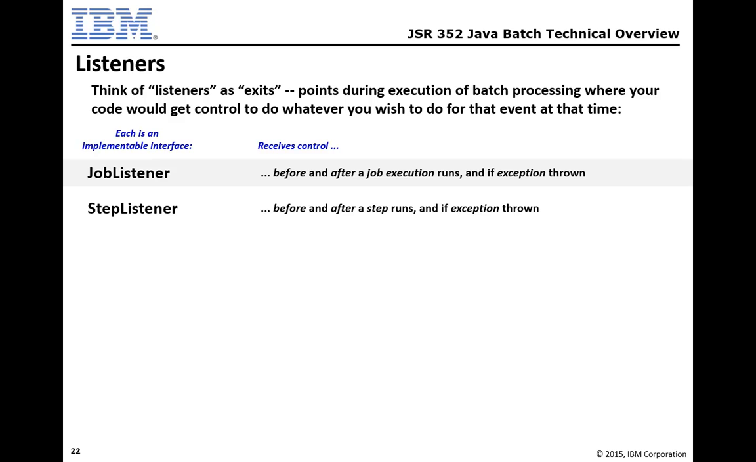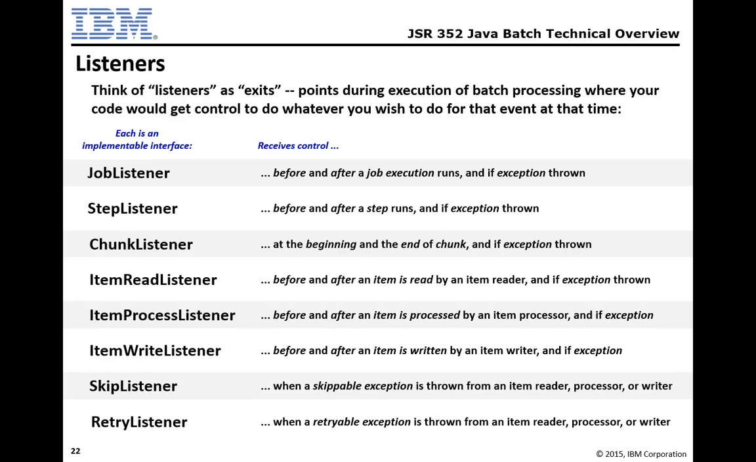Another listener is the step listener. This gets control at the beginning and end of each step, and if a step execution exception is thrown. The chunk listener gets control at the beginning and end of each chunk, and if an exception is thrown. And the other listeners: item read, item process, item write, skip, and retry.